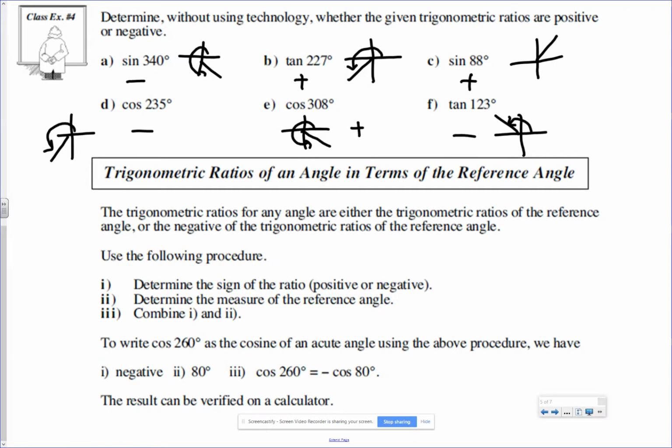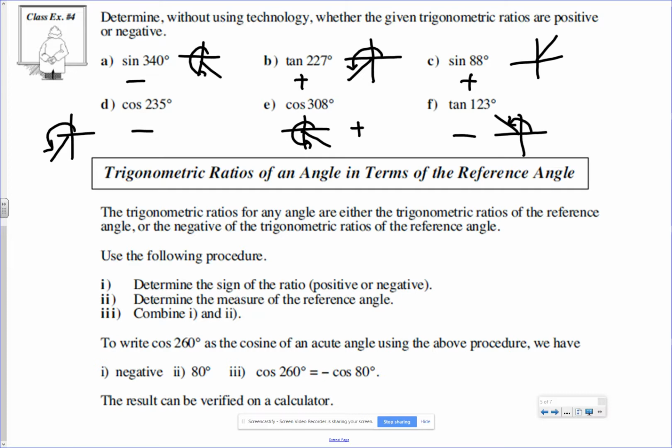So trig ratios of an angle in terms of the reference angle, we can figure out, we can rewrite the trig equation using positives and negatives and the reference angle to get our answer as opposed to writing it in the standard angle.